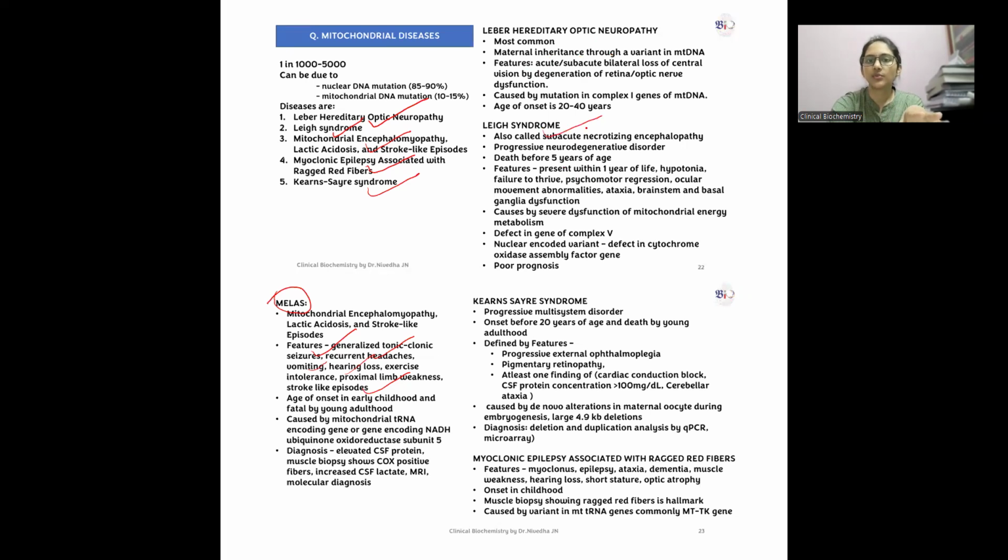And you have Leigh syndrome, you have subacute necrotizing encephalopathy. Kearns-Sayre syndrome, again you have ophthalmoplegia here, retinopathy, all eye manifestations, and you have cardiac conduction block. And myoclonic epilepsy associated with ragged red fibers. Ragged red fibers is what you see in the muscle biopsy along with epilepsy, myoclonic epilepsy, ataxia associated with it, right? So these are the different mitochondrial diseases, right?